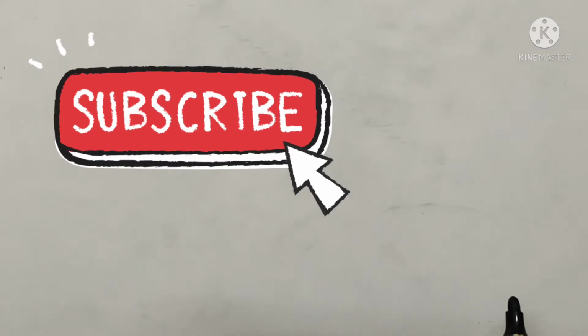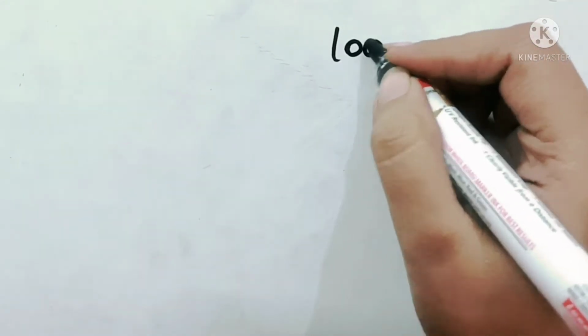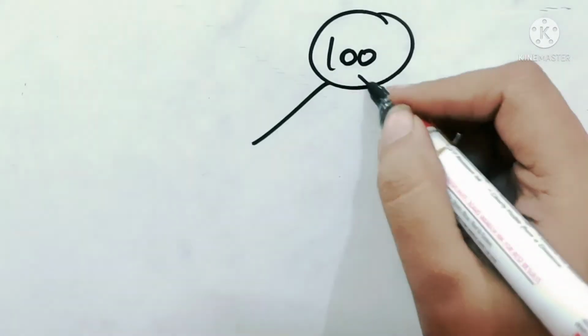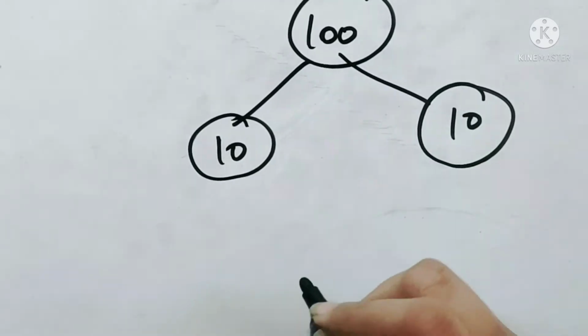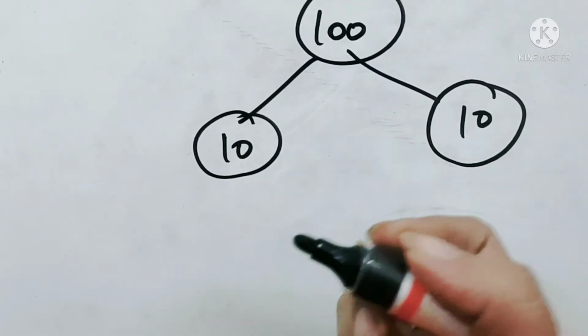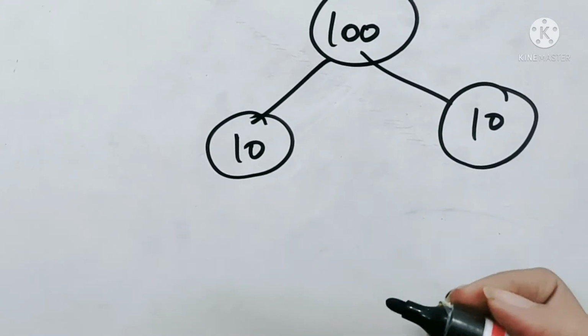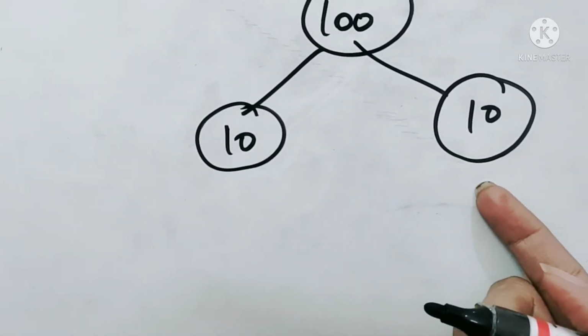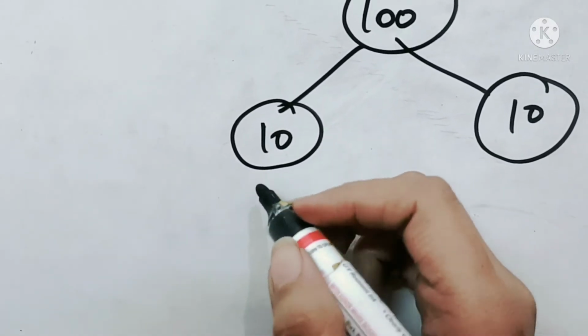So this was the first example. Let us take my second example now. Can we write 100 as 10 into 10? We can write 100 in many ways, but I am taking the easiest way. You can take it as 50 into 2 also, you can take 10 into 10 also, you can take 20 into 5 also, anything you can take. So the answer will be the same at the end.